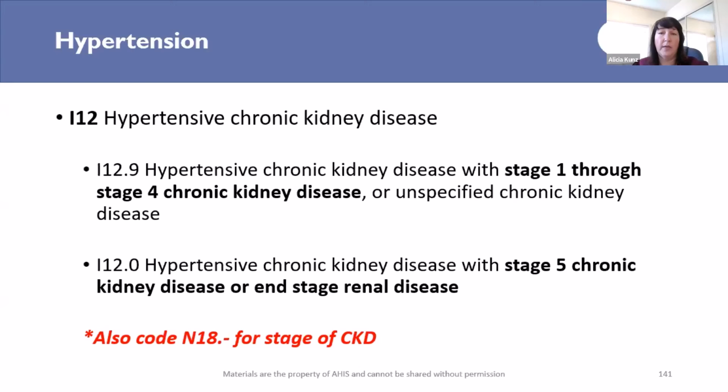So you can see I12.9 would be hypertension with stages 1 through 4 or unspecified CKD. And then I12.0 is for if they have hypertension and then they have end-stage renal disease, meaning they're on dialysis. Any of these codes will also have an instructional note saying, use an additional code from category N18 for the stage of the CKD. So even though it's a combo code, hypertension with chronic kidney disease, you still have to use an additional code to further specify the stage of the CKD.